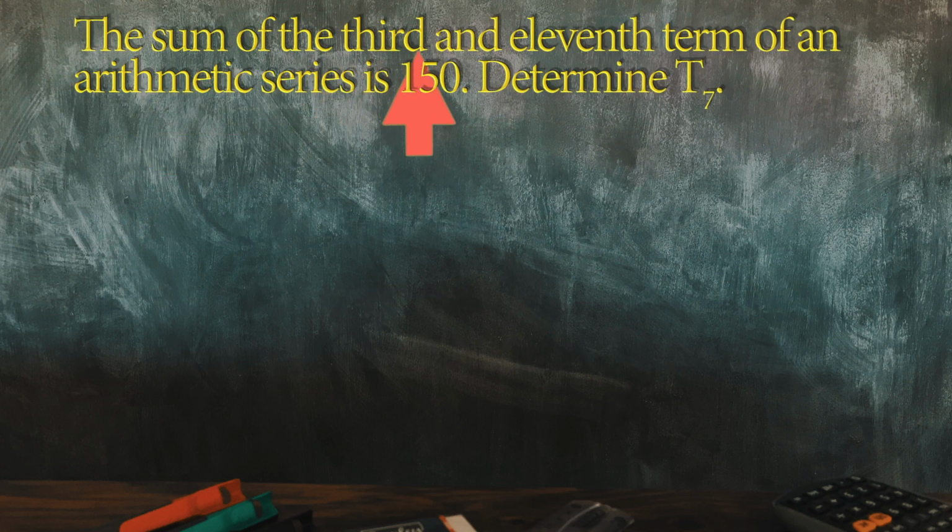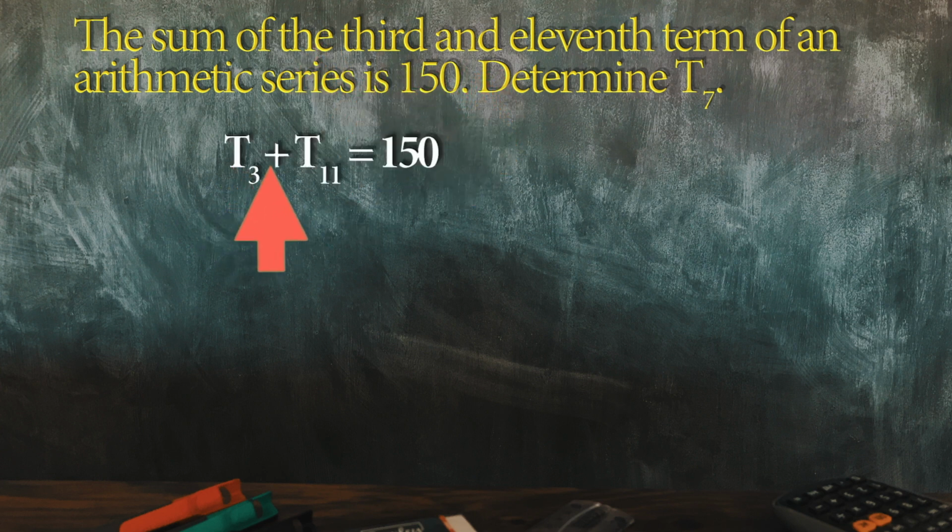The sum of the third and the 11th term of an arithmetic series is 150. Determine term 7. So I'm going to just rewrite these words in an easier way. I'm going to write it as term 3 plus term 11 is equal to 150. Now with this information I cannot do much because I simply have two variables. So the only thing I can do is rewrite term 3 and term 11 in a different way.